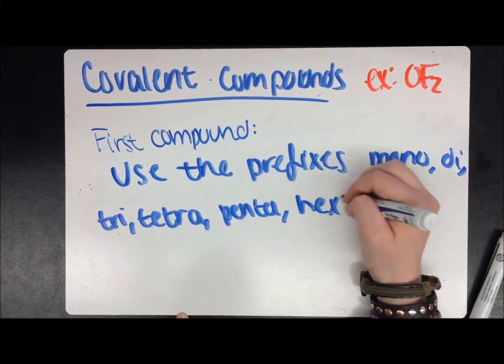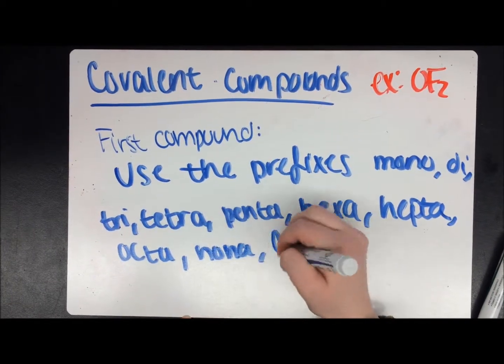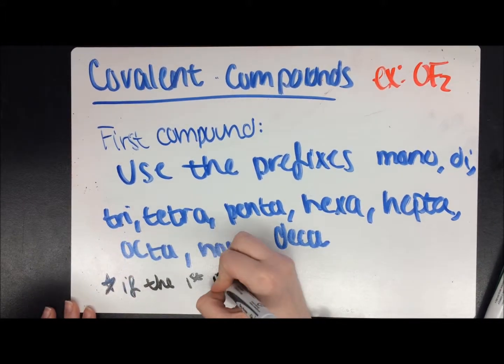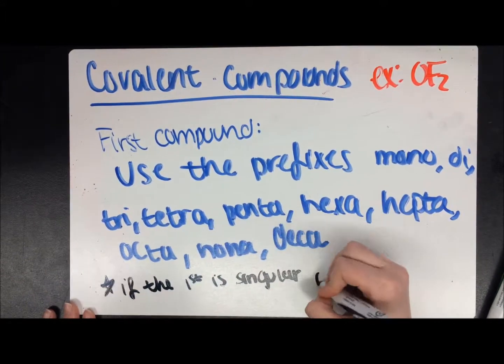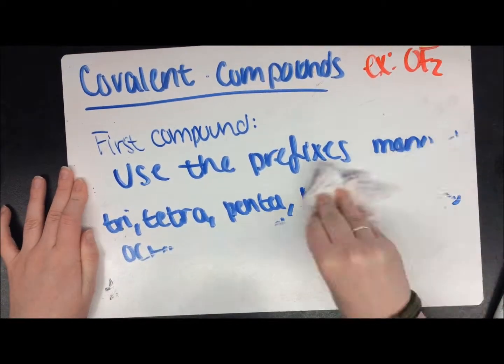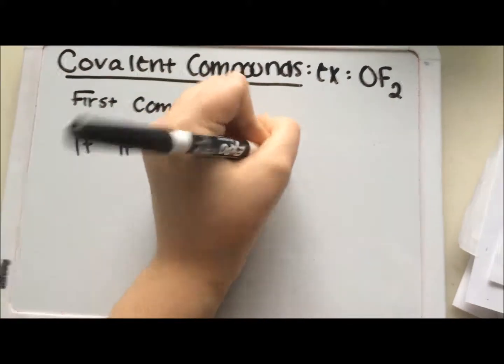This means that we are going to use the prefixes either mono, di, tri, tetra, penta, hexa, hepta, octa, nona, or deca. But if the first is singular, do not use mono. And if it is the ammonium, then use the plain name.